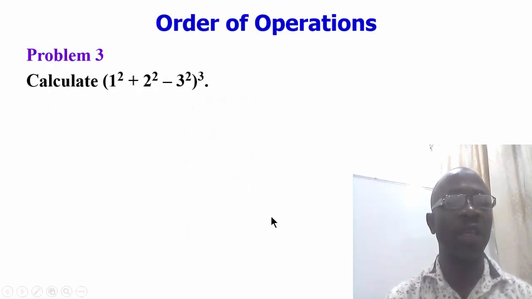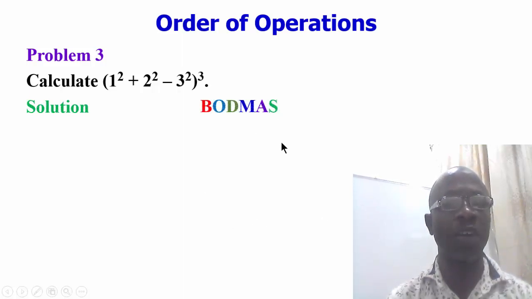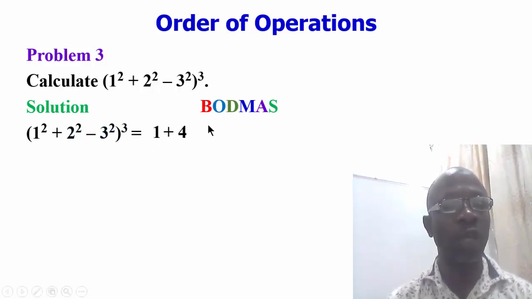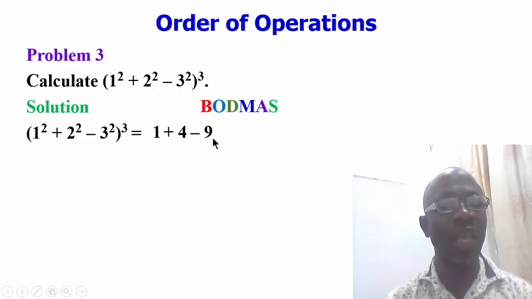For problem 3, we are still going to have the solution using the rule of BODMAS. For BODMAS here, 1 order 2, 2 order 2, 3 order 2. Then we simplify what we have inside the bracket first before we deal with the final order, which is order 3. So we start with 1 squared. 1 squared is 1, then plus 2 squared, which is 4. Then we go to 3 squared, which is minus 9. Then we bracket them raised to power 3.